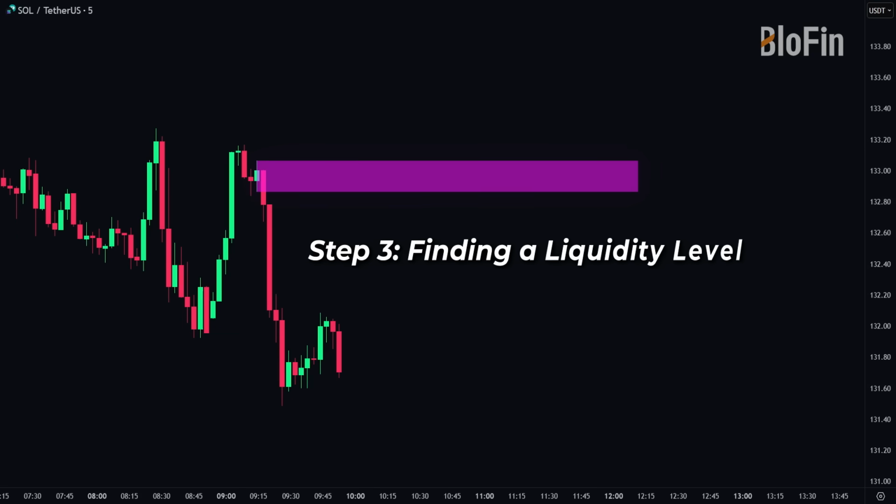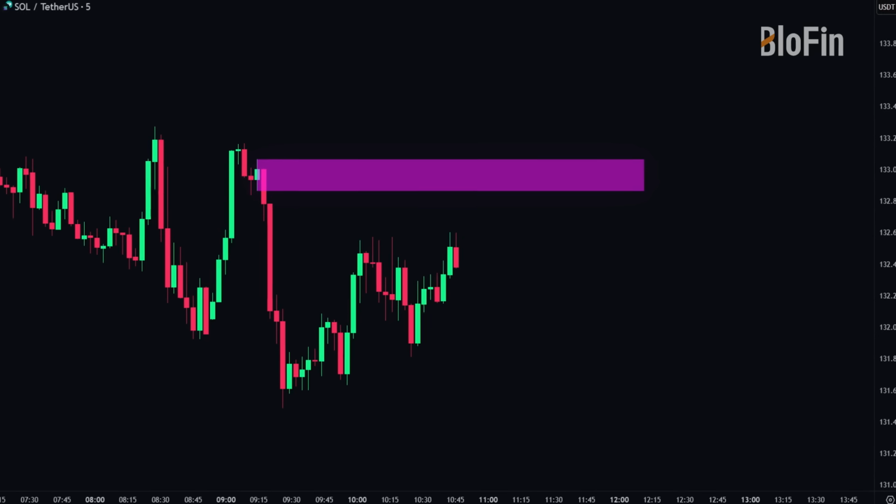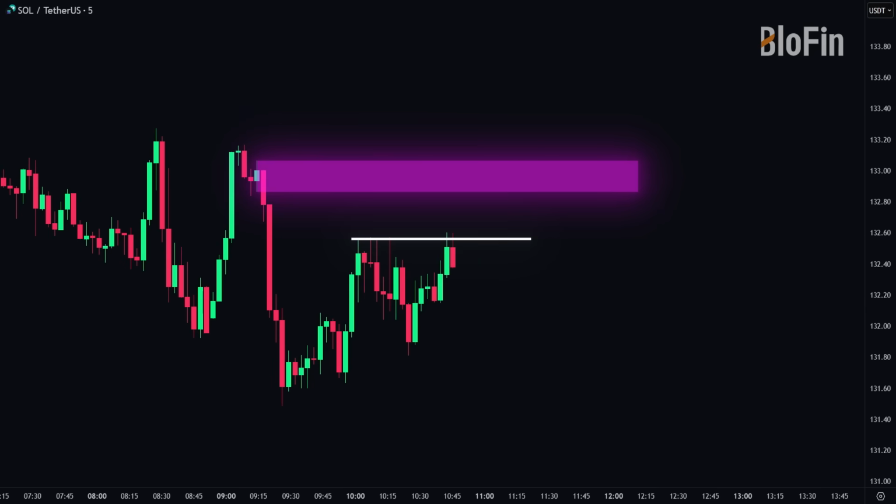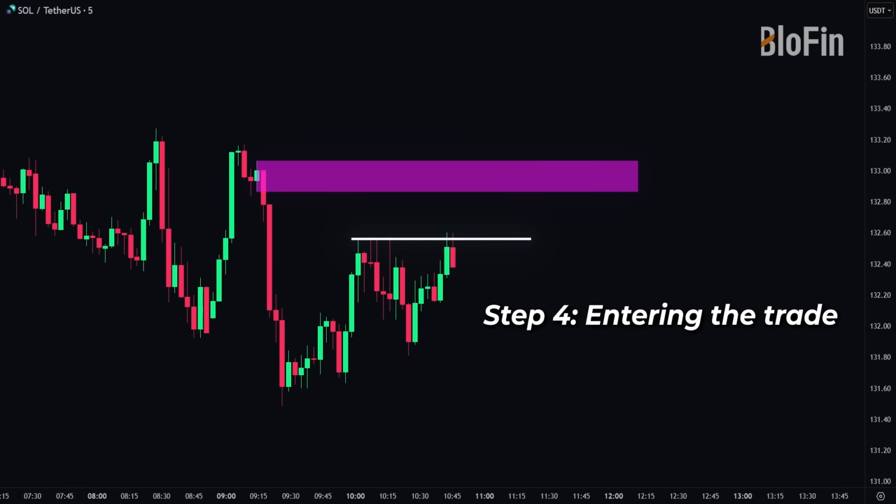Next, we move on to step 3, which is finding a liquidity level below that supply zone. Here, we can see multiple wicks rejecting this level, making it an area of liquidity. This makes it a target for a liquidity sweep. So we now have a supply level with a liquidity level sitting right below it, making this a valid liquidity pattern. Now we can move on to step 4, the final step, which is entering the trade.